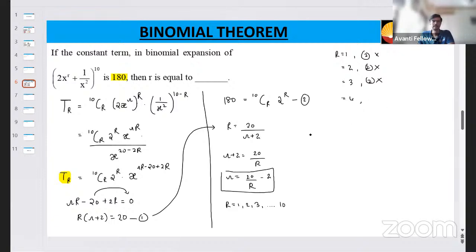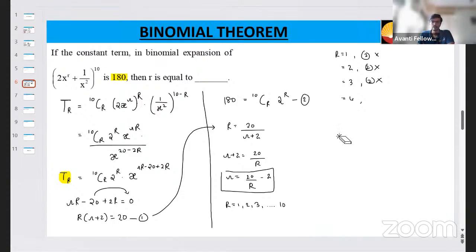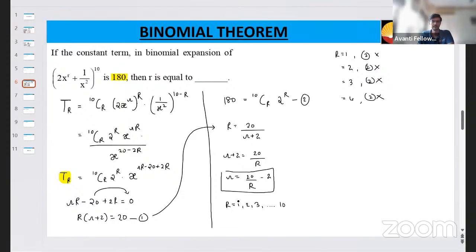R equals 4. For 4 it will be 10C4, so 10, 9, 8, 7 upon 4, 3, 2, 1 into 2 raised to the power 4. So 4 2s are 8, 2 and 2 cancel, 3 3s are 9. So 7 3s are 21, 21 into 10, 210, so it has already gone past. So for 4 also it is not satisfying. Okay, okay, okay.